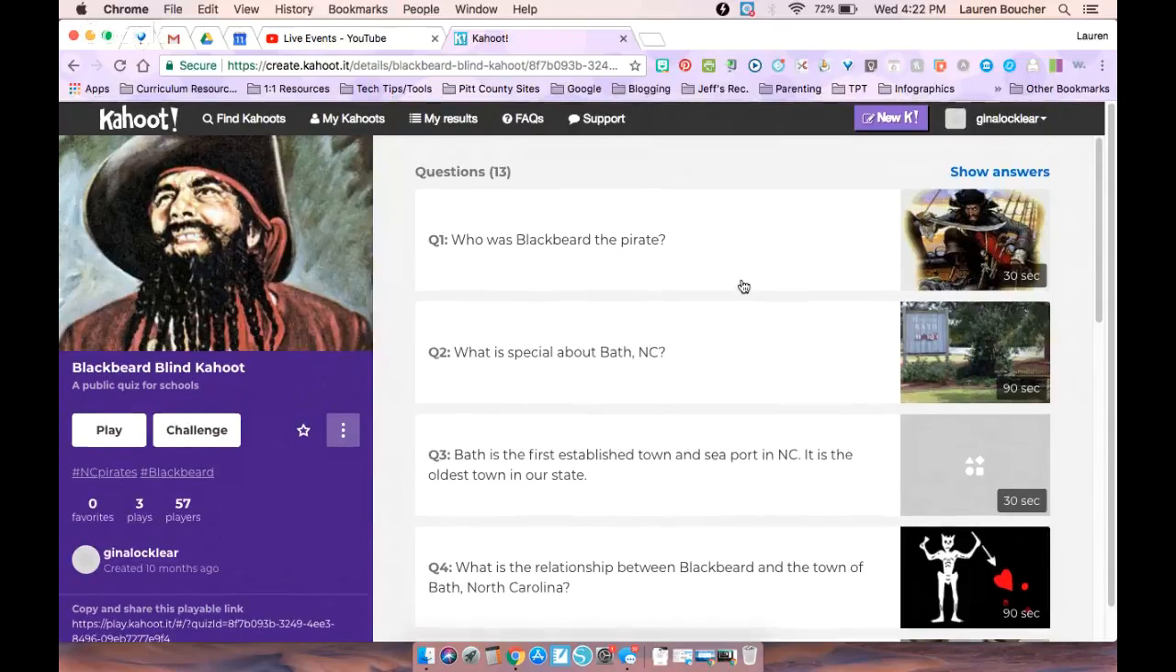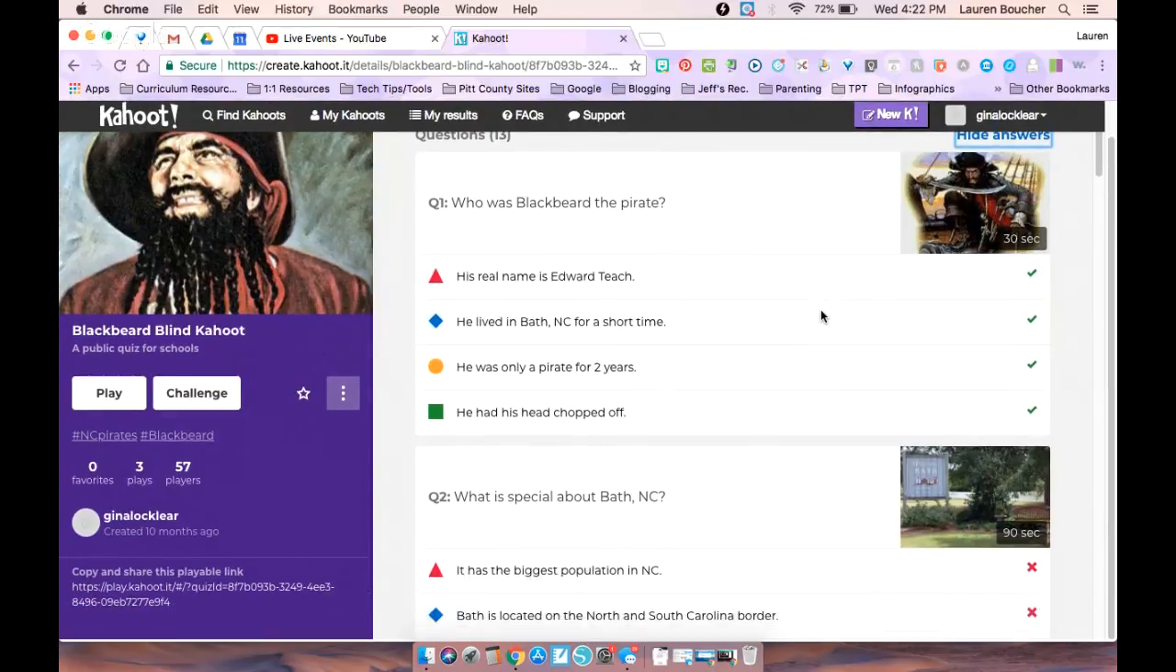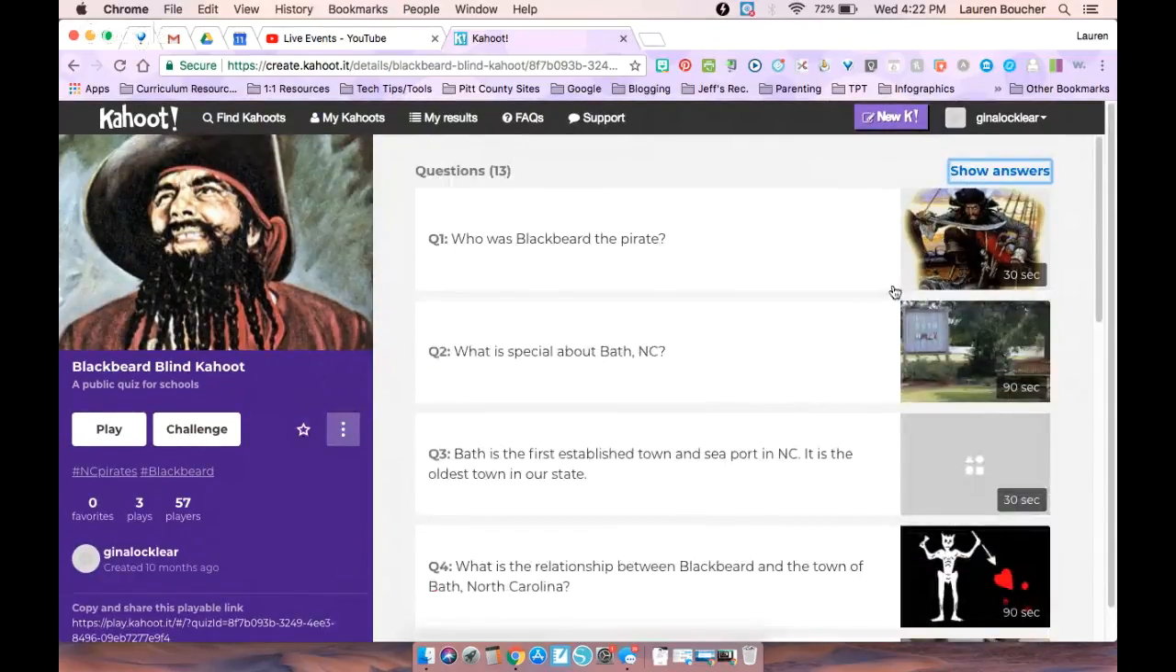We started with the question, who was Blackbeard the pirate, which was our hook to grab the students' attention. You can see the answers that we came up with, and all of them were correct answers. So no matter what the kids picked, they would feel some success right off the start because all of those were true statements. And you can also see where we added pictures.